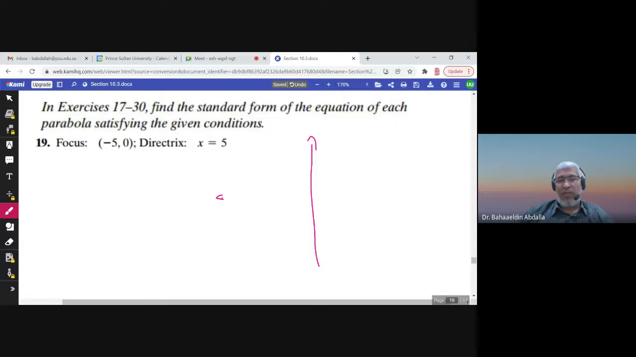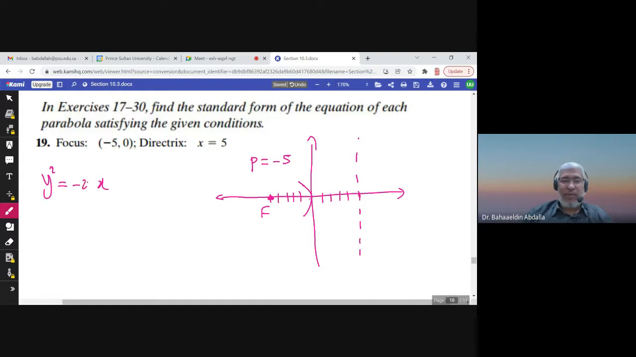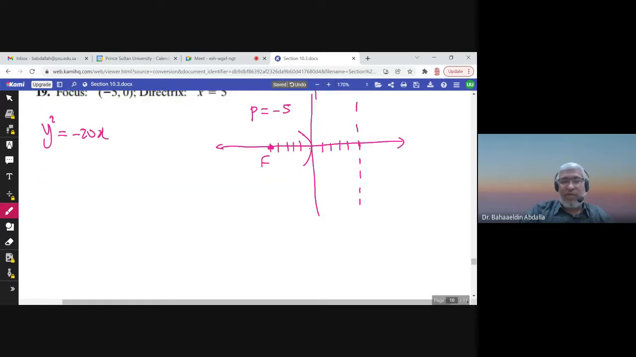So that's very easy. Negative 5, 0, that's the focus. X equals 5, equation of the directrix. So p is negative 5. P is negative because the focus is here, and the graph will open to the left. Opens right or left, the equation is y squared equals 4px. P is negative 5. So the equation is y squared equals negative 20x.